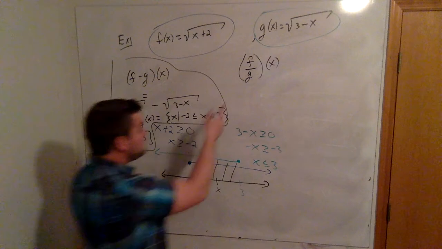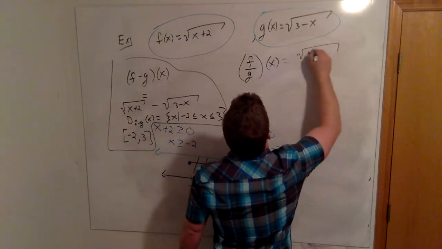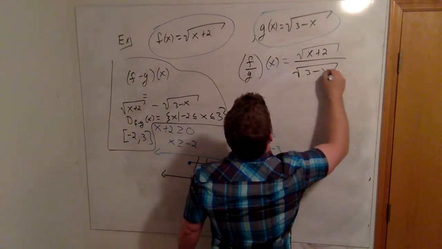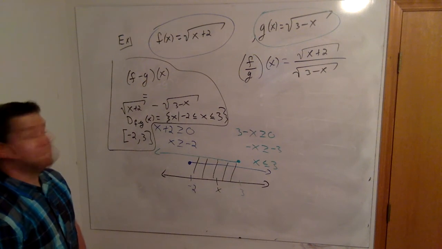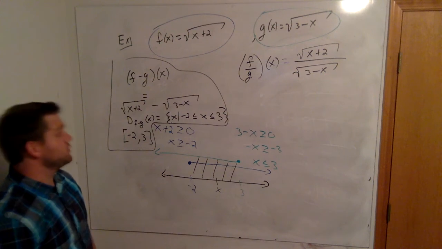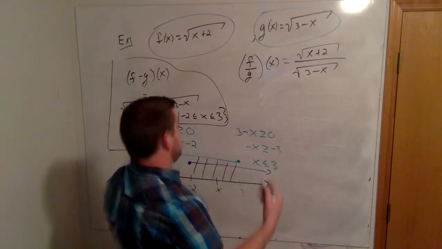Okay, now this is going to be a little bit different when we do f divided by g. This will be the square root of x plus 2 all over the square root of 3 minus x. Okay, there's really nothing we can do here. We're just going to leave it exactly how it's written. So let's go ahead and think about its domain.